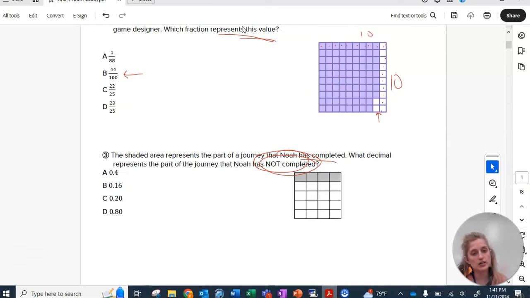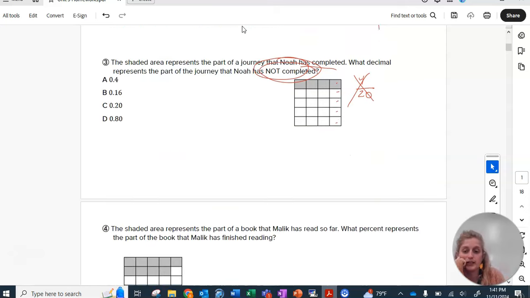So shaded is 4 out of, let's see, 1, 2, 3, 4, 5 times 4 is 20. But that's not what I'm asking about. I'm asking about the white part, not the gray part. So write a different fraction and then change it to a decimal. It looks like we're either going with tenths or hundredths. So either you're going to be simplifying by 2s or multiplying by 5s.